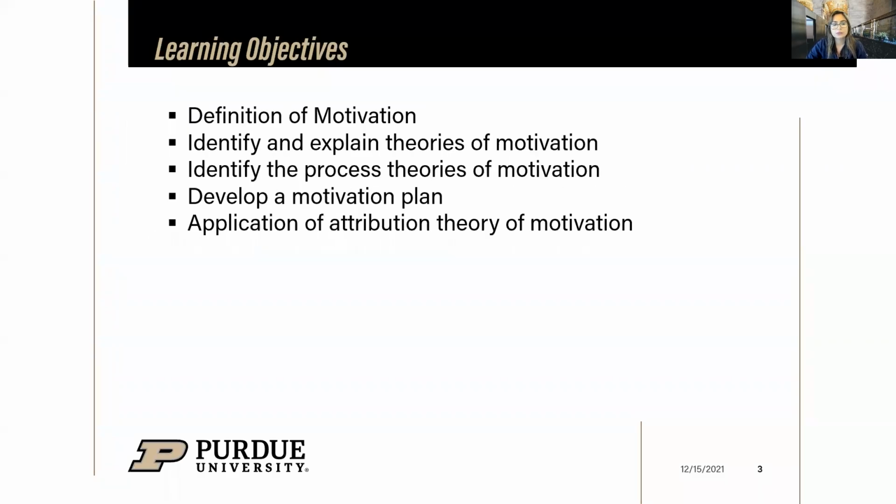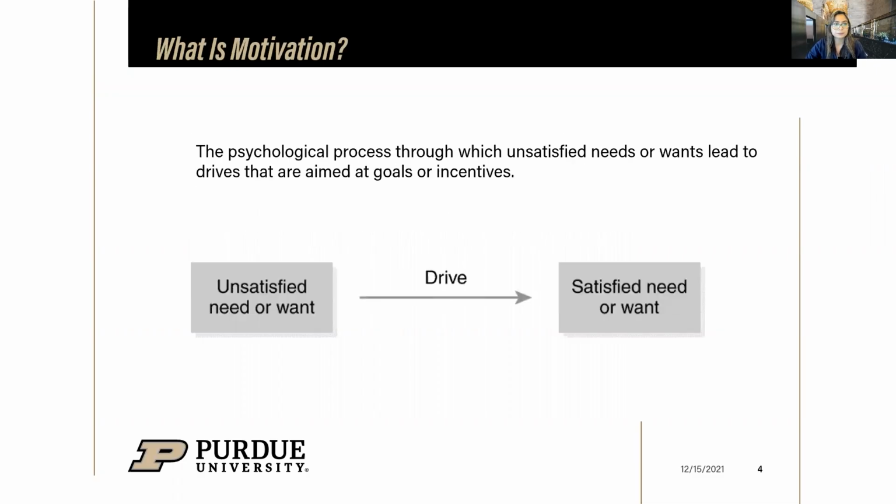The learning objectives for this module include learning the definition of motivation. At the end of this module, you should be able to identify and explain theories of motivation. You should also be able to identify the process theories of motivation. You should be able to develop a motivation plan and application of attribution theory of motivation.